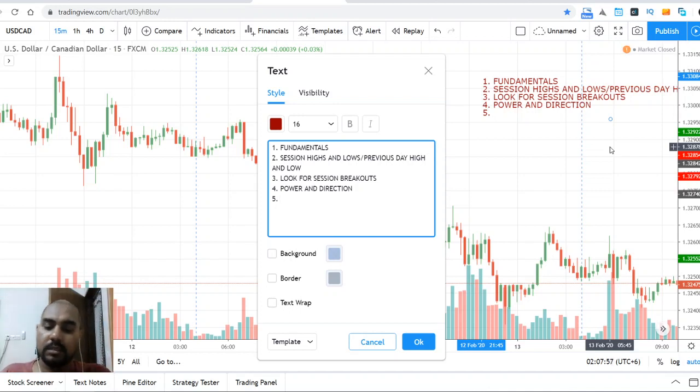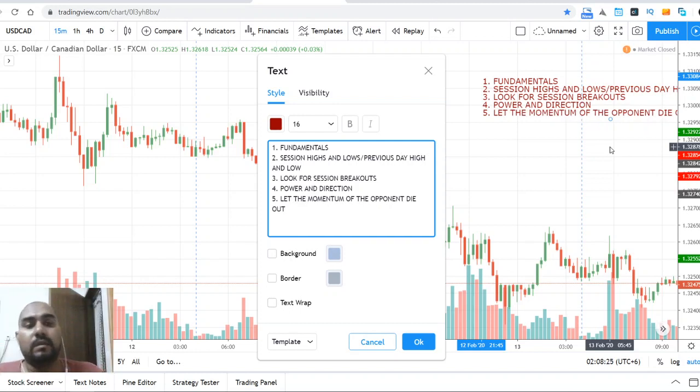So, momentum of the opponent dying out. Okay, we'll just phrase it right. Let the momentum... By profession, I'm a newspaper editor, so I'm a stickler for language. Sorry about that.